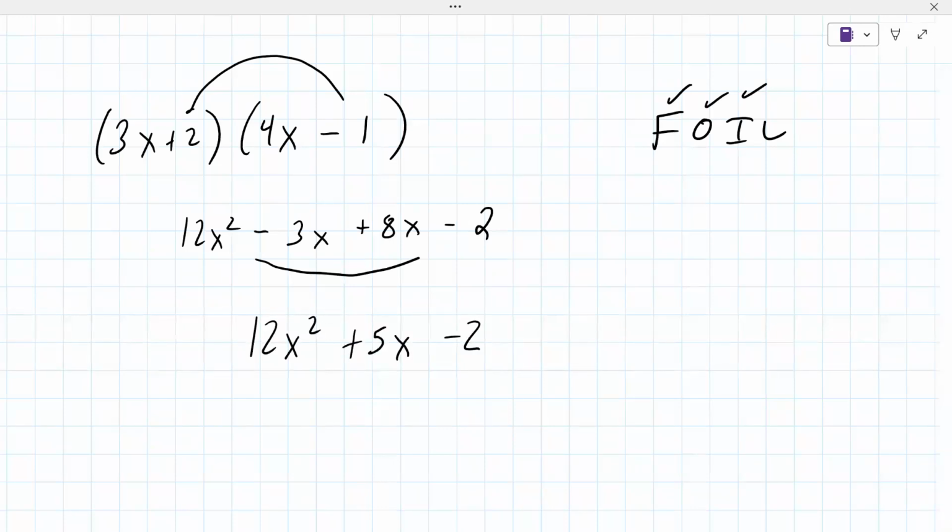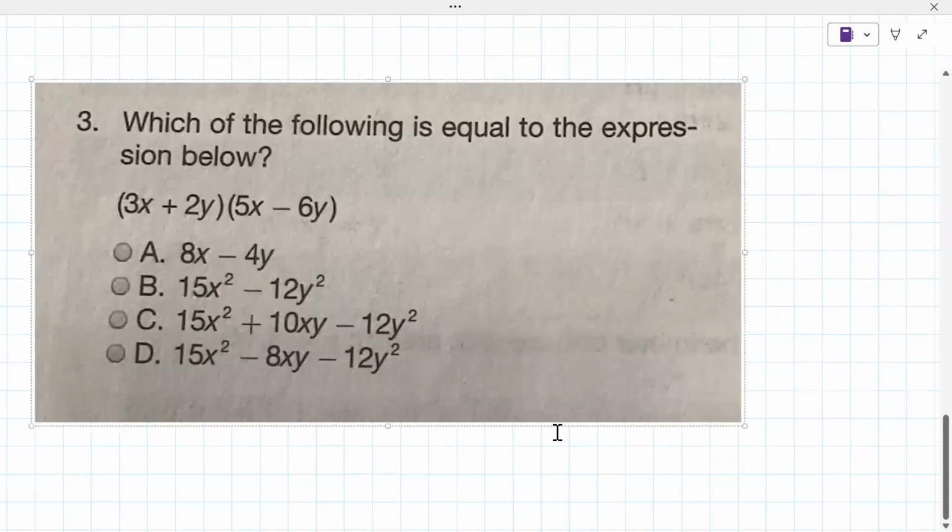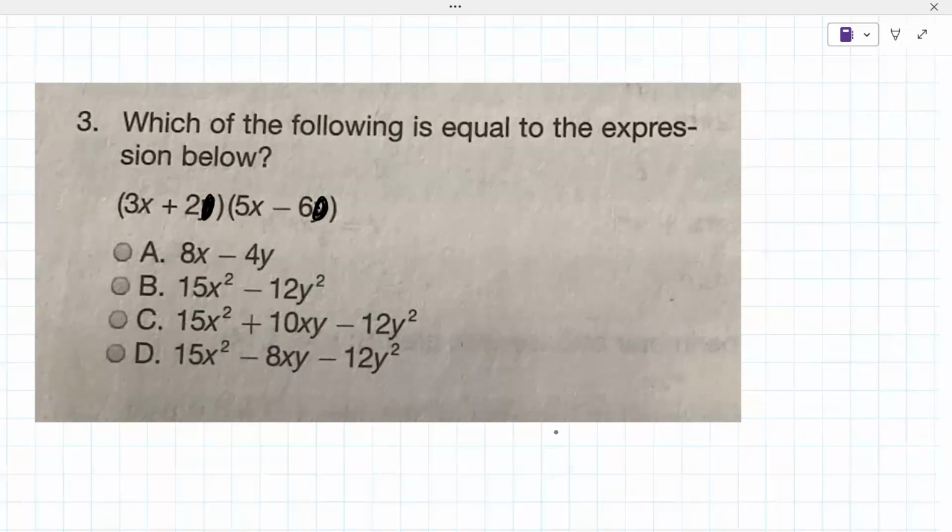Okay, so I'm going to put a problem on the screen here for you. This is kind of built up to this. What I recommend doing is doing it without the y. So just do it as 3x plus 2 times 5x minus 6, and see if that makes sense. Okay.